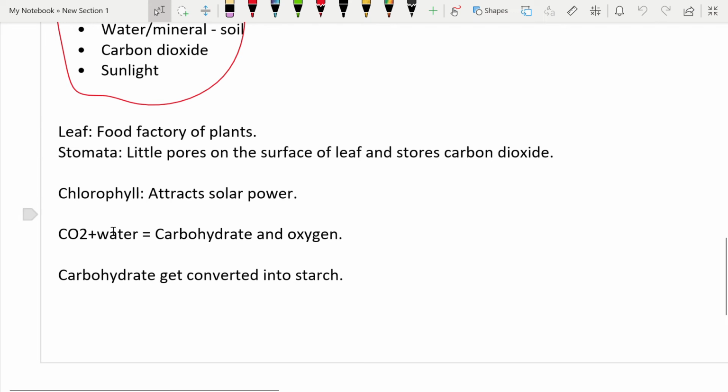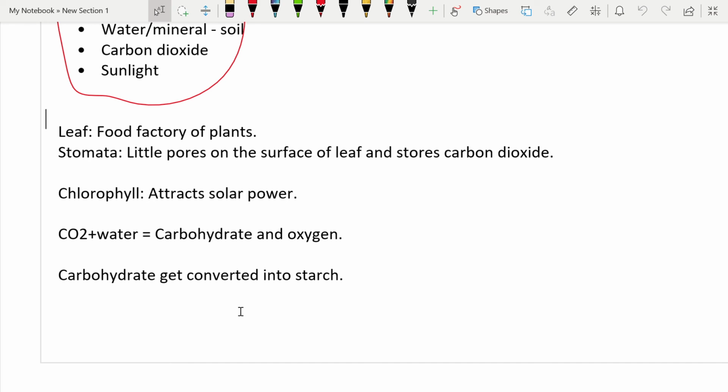Now we know where all of this comes from. Let's see what happens. Chlorophyll absorbs solar power, so that's also where sunlight comes in. Now CO2 plus water, so water and CO2 mix up and make carbohydrates and oxygen. Now the oxygen comes out as a gas released, but carbohydrates get converted into starch, so they can be eaten, they can be stored.